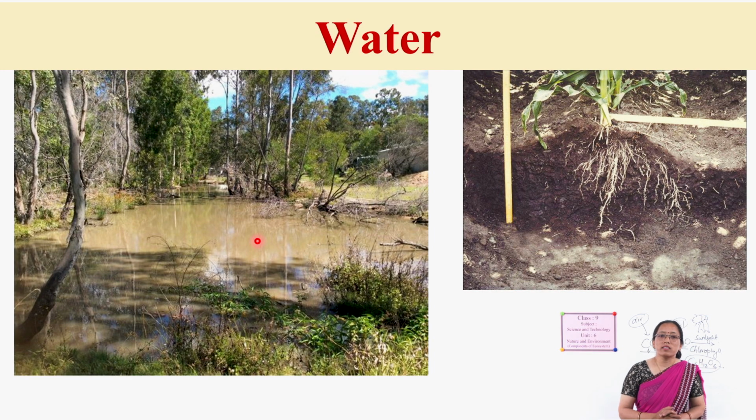Next one is water. Where is water? See, water is present in different sources like river, pond, and groundwater also. There are various forms of water which are taken by the animals and plants. Plants take the water with the help of their roots, then animals drink directly, or while eating fruits and different kinds of food, animals get water.